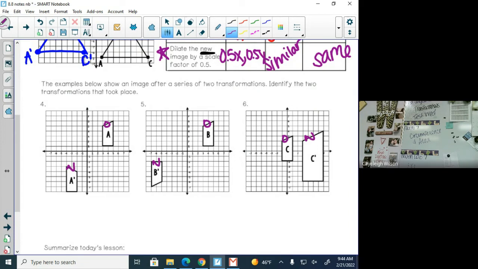Are we just naming, or are we saying how they moved? You're telling me how they moved. So, like, did they go a reflection over the y-axis, and then up 3? Did they rotate by 90 degrees and then go up 3? Is there any rotation?